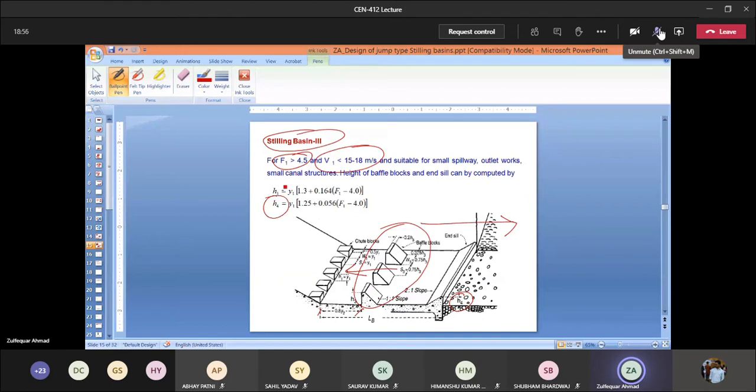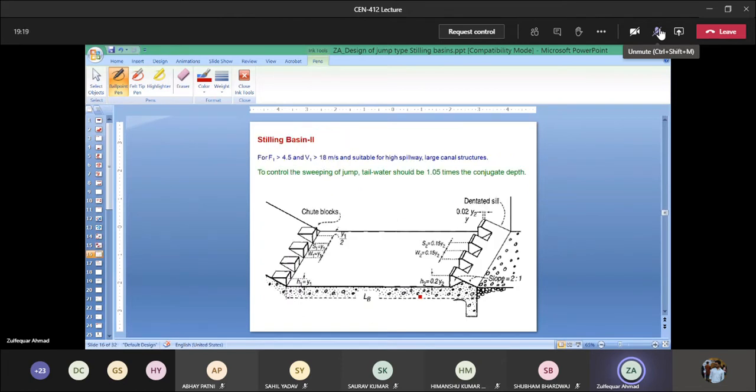And H3 you can get from this expression. H3 is the height of the baffle blocks. So if you have decided we are going for the Stirling basin type 3, in that case all the dimensions you can mark here.